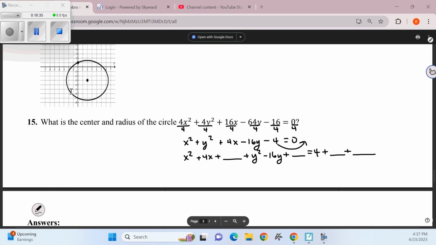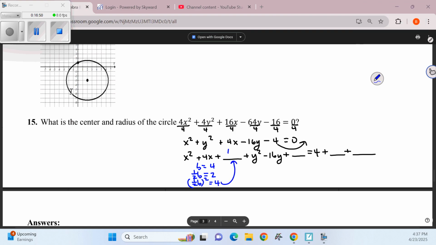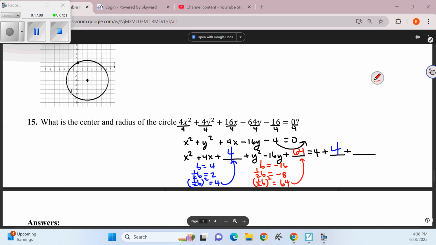So let's do some b, half b, and then half b squared. So b is 4, half of that is 2, squaring it is 4. So I'm going to add 4 and 4. With the y's, same idea. I'm going to need the b, half b, squared. So b is negative 16, half of that is negative 8, squaring it is positive 64. So I've got to add that to both sides.